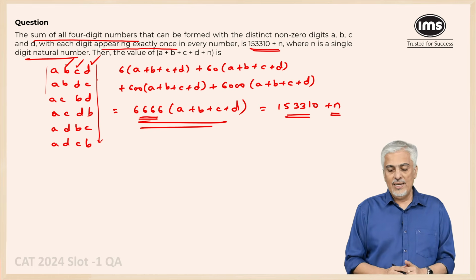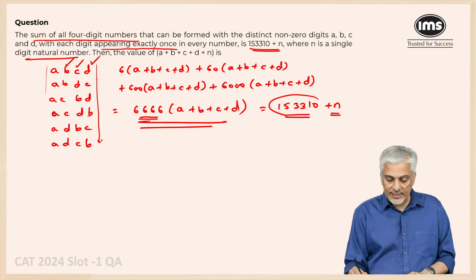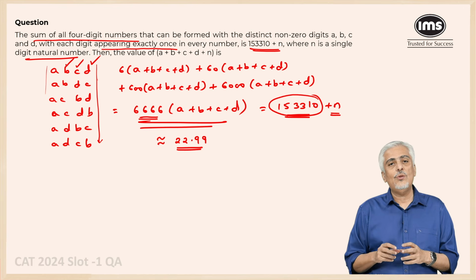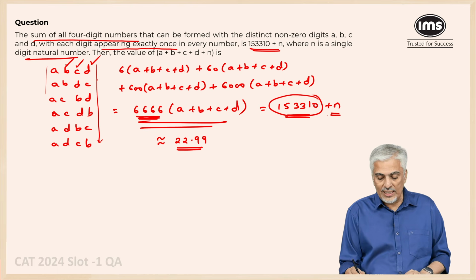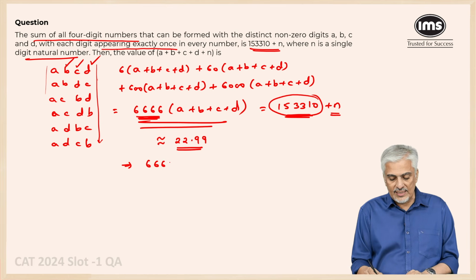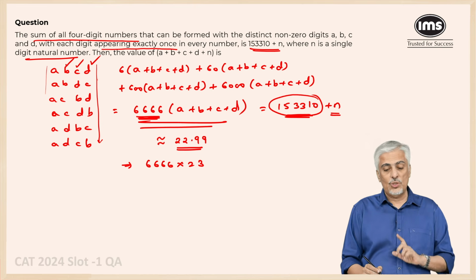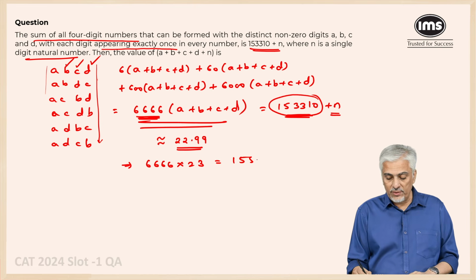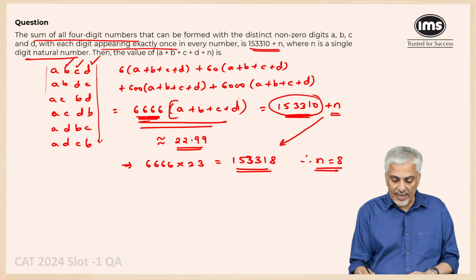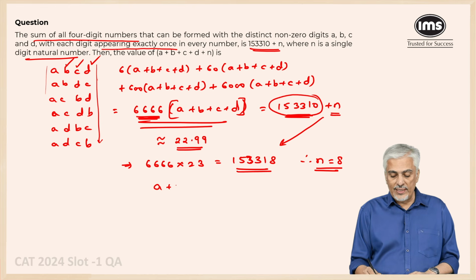So what did I do after this step? I simply took a calculator and I divided this with 6666. So I'll just tell you also approximately what I got. I got approximately 22.99. So I knew that 23 into this number will give me a number close to 153310, slightly more than it, and that is what happened. So I got 6666 into 23, so use of calculator in this question, equal to 153318. What does that tell me? That n was 8, therefore n became 8, and this whole bracket a plus b plus c plus d became 23.